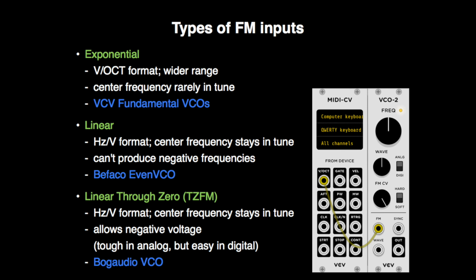But basically there are 3 types of FM inputs: exponential, linear, and linear through 0. And there are important differences between each of these. Exponential FM inputs use a volts per octave format. This is why, for instance, in the VCV Fundamental VCOs, you can send a volts per octave input into the FM input and then just crank it all the way up, and then your FM input acts like a volts per octave input. And that's because this FM input uses a volts per octave format.